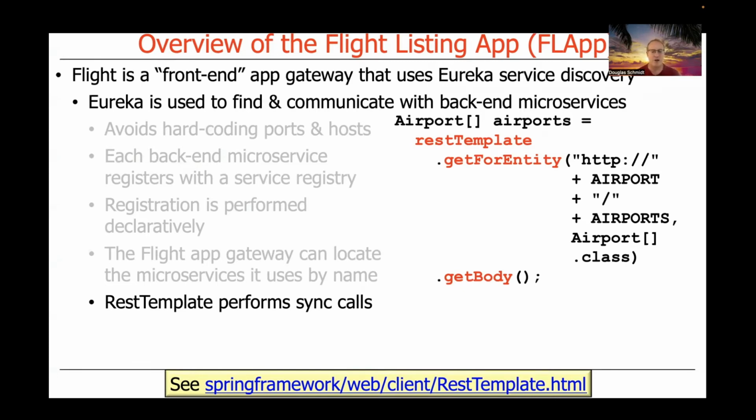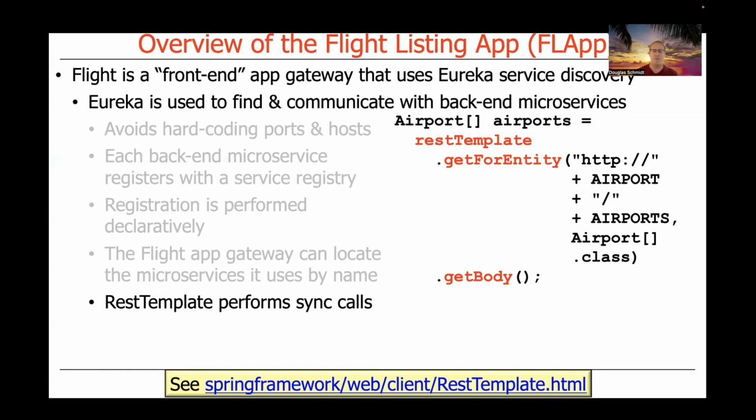One way is to use something called a REST template. And this has historically been used for so-called synchronous calls. So here's an example where we're going to have the FLApp flight component, the app gateway service, make a call to the airport's microservice to get a list of all the airports that it knows about. And you can see here, this is how we do that. You make a REST template using auto wiring. We'll look at that in more detail in a second.